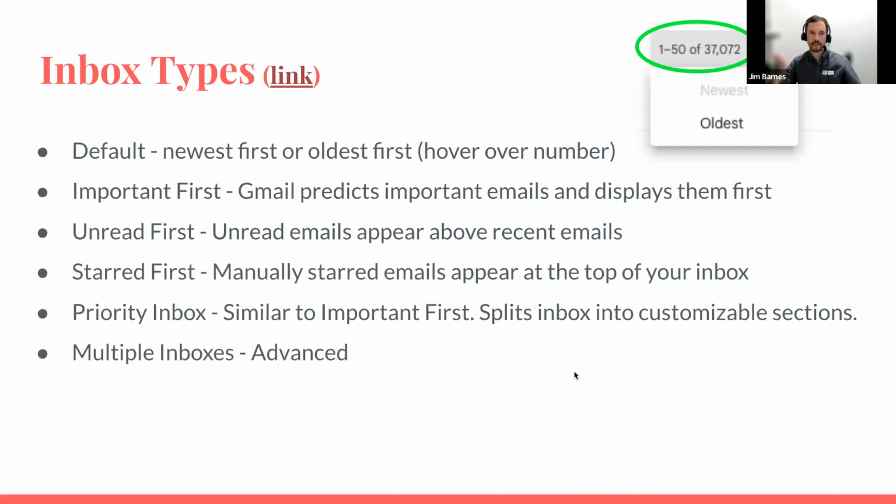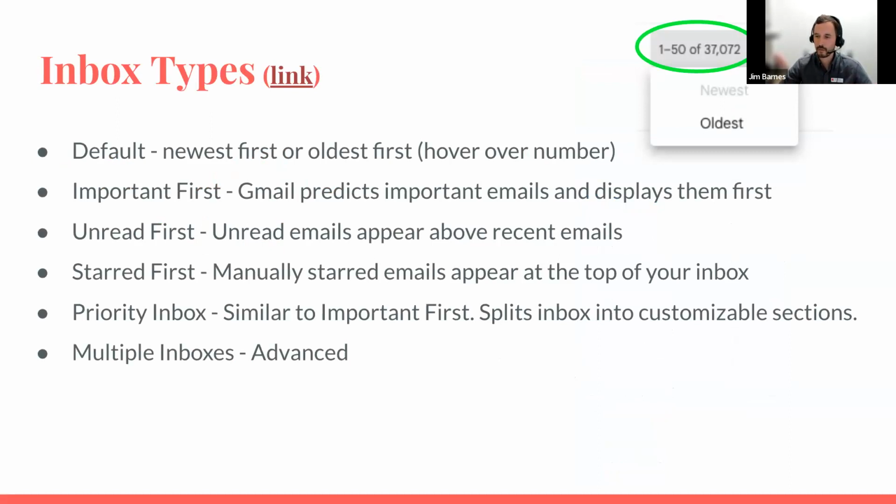So default is what most people probably use, and it's just chronological. So the newest emails are at the top of the list, and they get older as they go down. But if you want to, you can actually change that and reverse it.